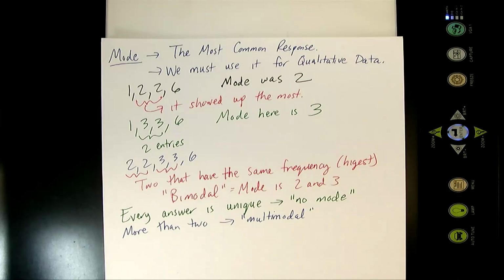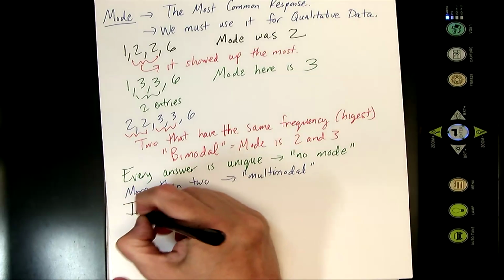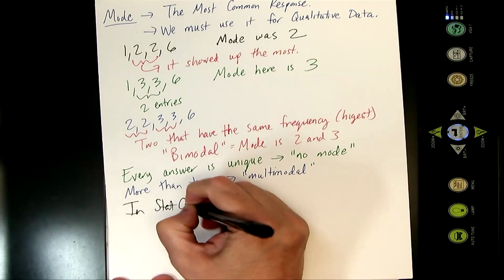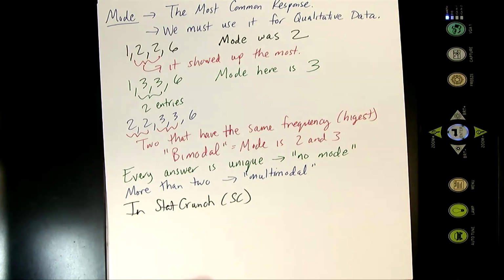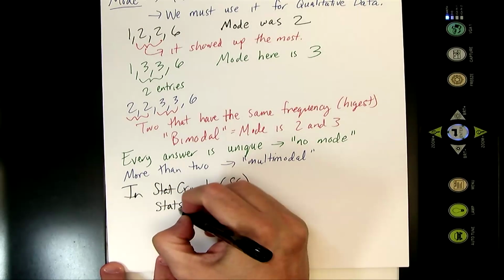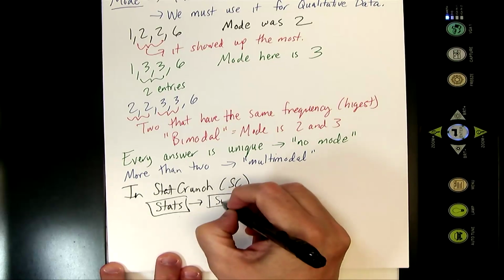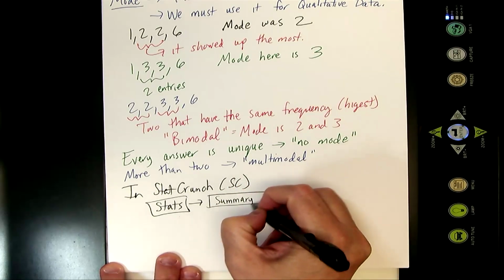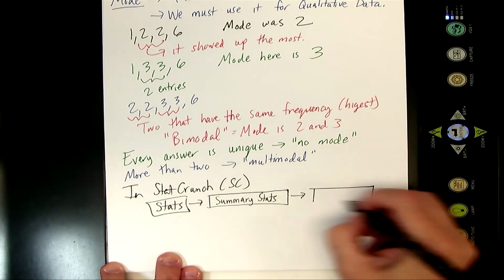And now the good stuff in StatCrunch. We are going to do stats, then summary stats, then columns.